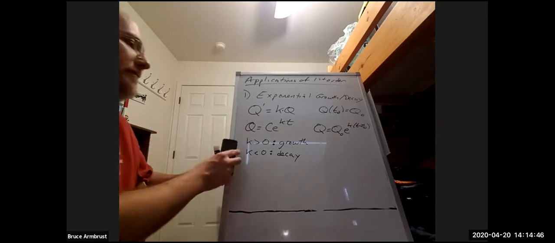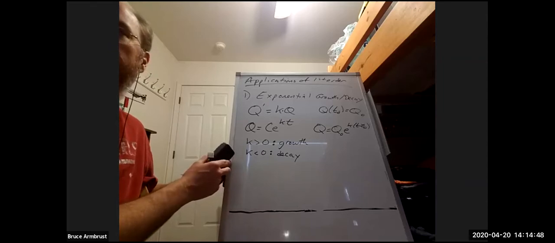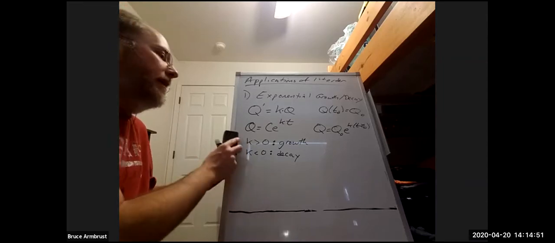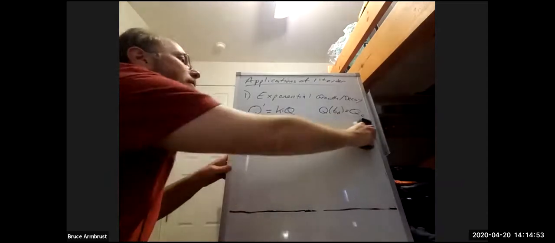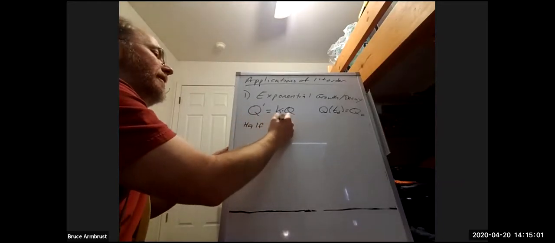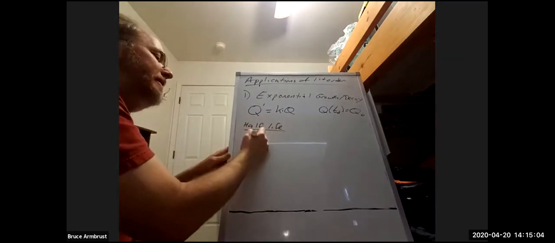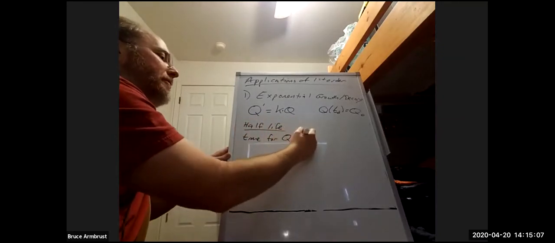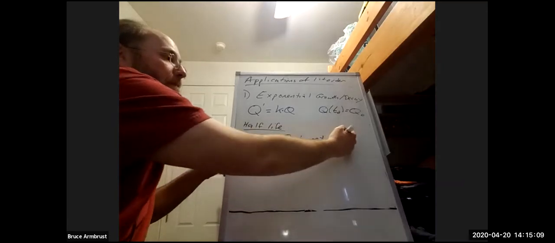Now, before we step off of exponential growth and decay, I want to talk about half-life a little bit and how it's related to this original differential equation. So you remember half-life? The idea is that it's the amount of time that it takes for half of the original amount to have decayed. So if we talk about half-life, basically it's the time for Q to get cut in half.